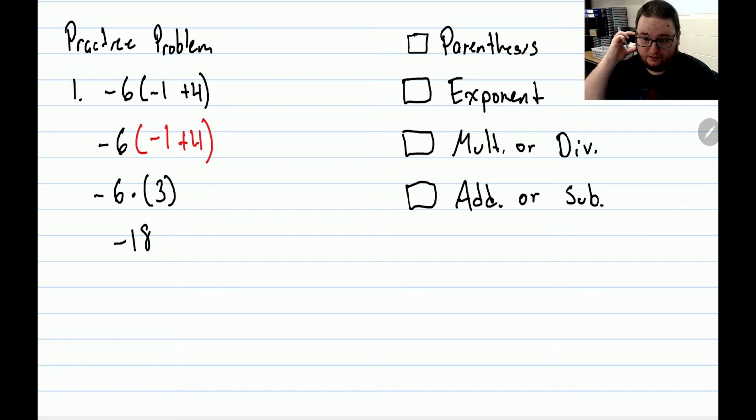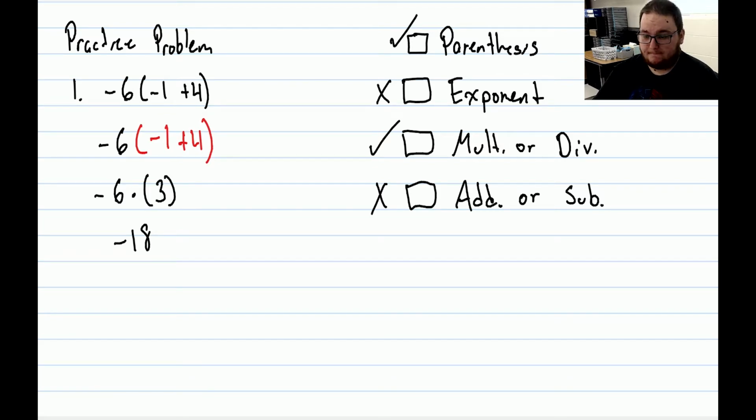So again, we checked for parentheses. We did that. There were no exponents, so we skipped that. And then we had multiplication, and we did that. And there was not any addition or subtraction, so we're done. So that means that -18 is our answer.